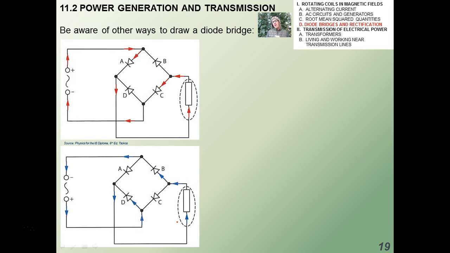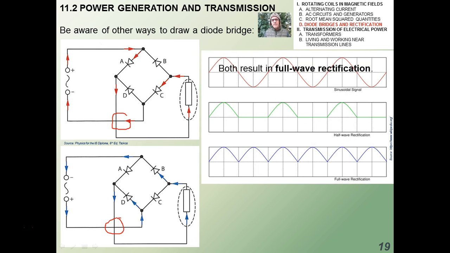You do need to be aware of other ways to draw a diode bridge. If you study these two diagrams here, you'll see that these are effectively the exact same diagram I had before, but now the load or the device is taken out. It's no longer in this box or in between these, but it's the same circuit, right? Okay, right here and right here, the wires are not touching. They're actually going one above the other. Okay, all right. Both of these will result in what's called a full wave rectification.